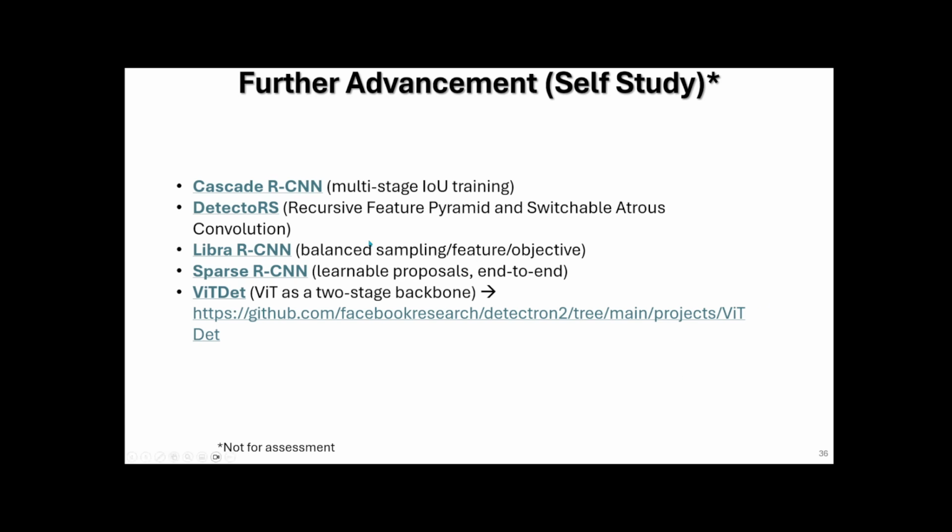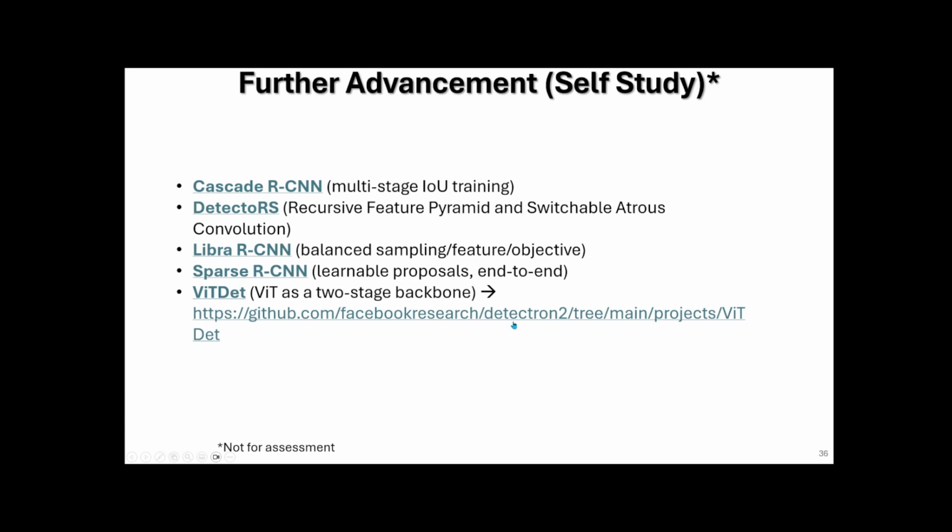Then you have DetectoRS. So recursive feature pyramid and switchable atrous convolution. All these concepts we'll be discussing later also, like atrous convolution during segmentation. Feature pyramid is something we will discuss next week, so I'll discuss that in detail later. Then something known as Libra RCNN, you can take a look at it, and Sparse RCNN, so these are variations. And then of course you can use a transformer as the backbone instead of a convolutional neural network like VGG or ResNet.